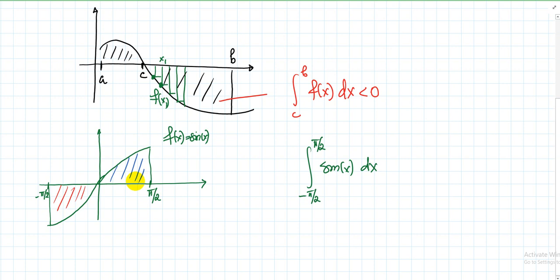So what is the integration of the sine? I can use the antiderivative of the sine, which is minus cosine of x, from minus pi over 2 to pi over 2. If you put pi over 2 into the cosine, it gives you 0. If you put minus pi over 2, it gives you again 0, right? So the answer is 0. So don't be surprised if you see this kind of picture and you get the answer to be equal to 0.